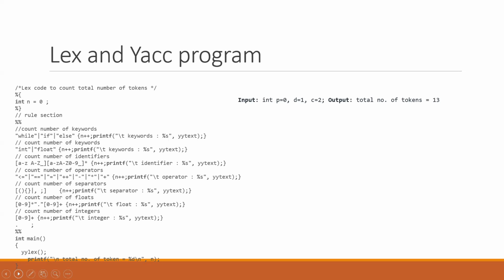Next, the main function will consist of yylex and the total number of tokens which will be generated, which will be given by n.